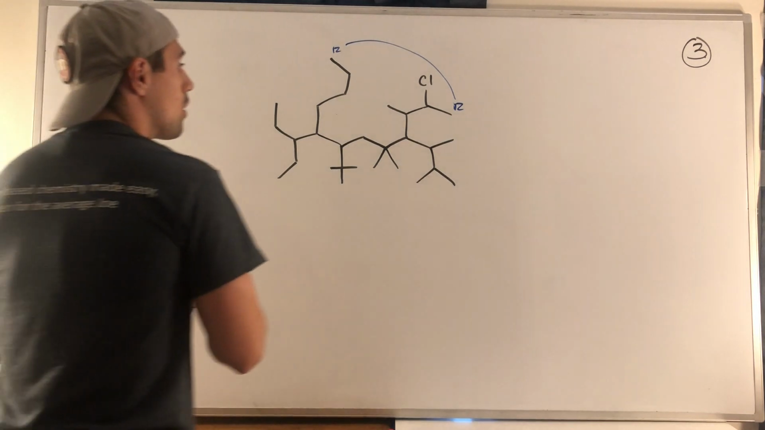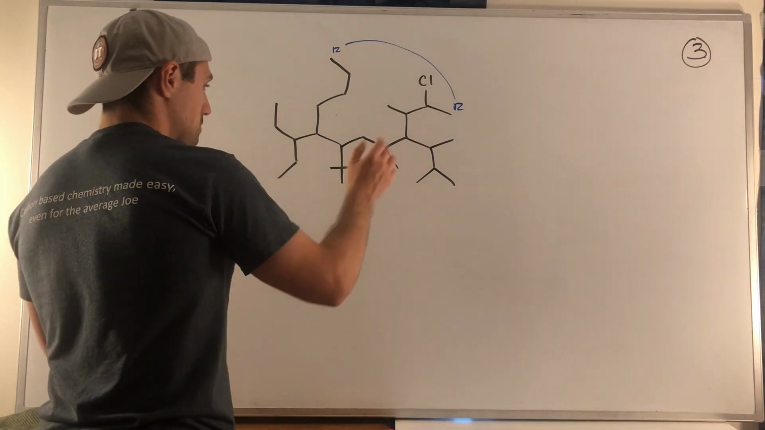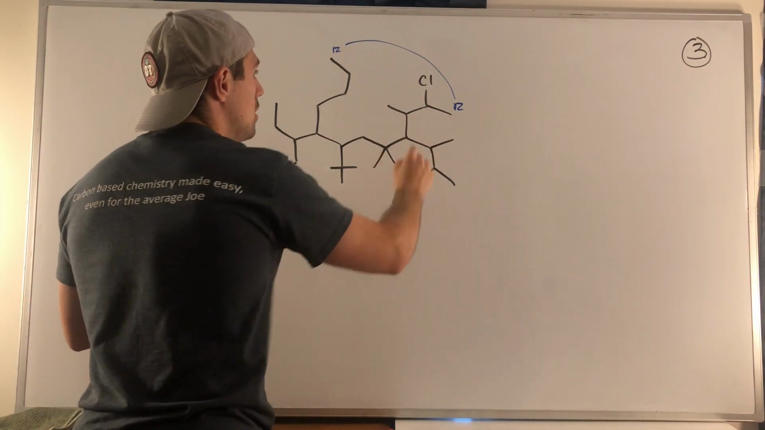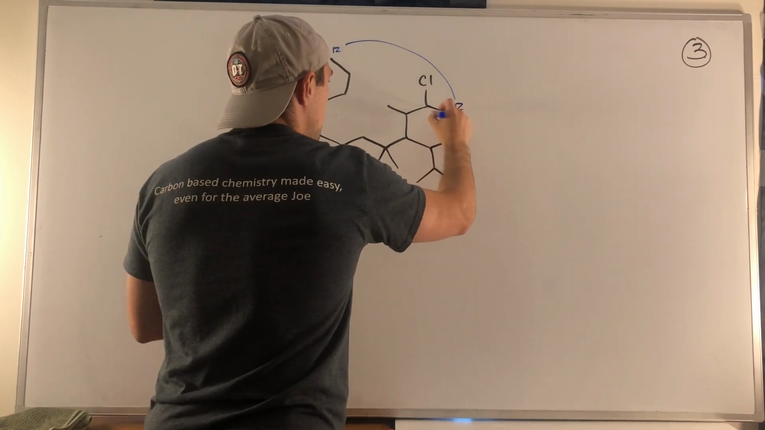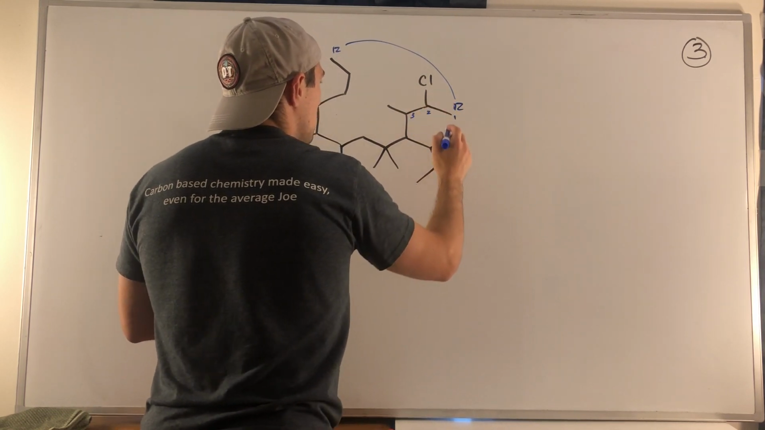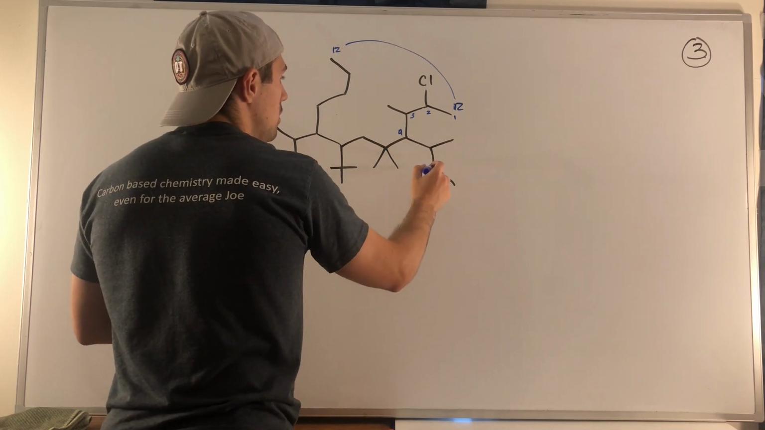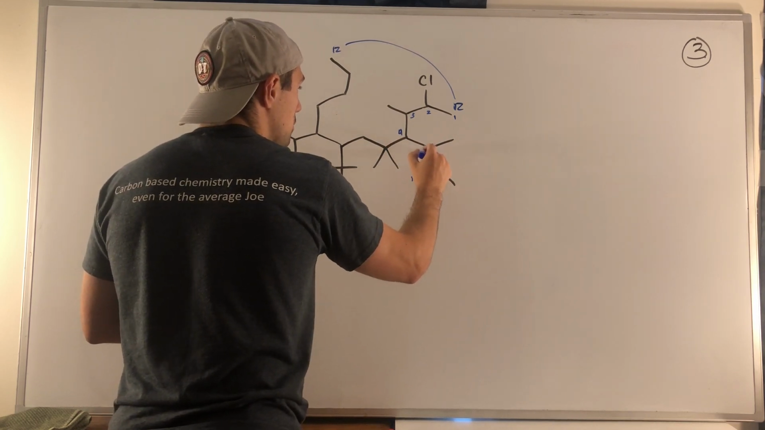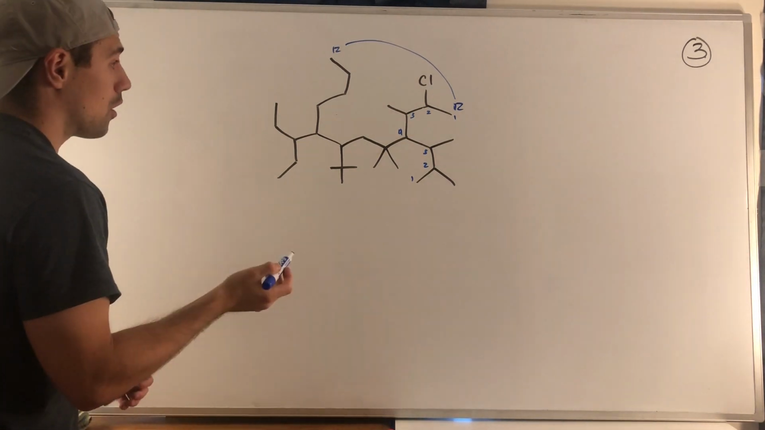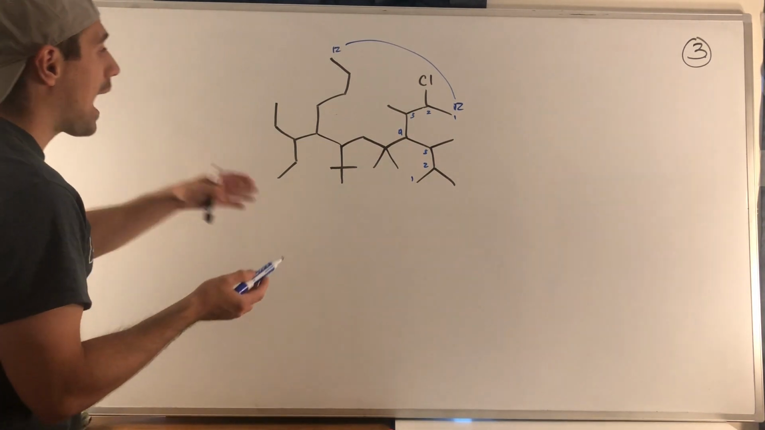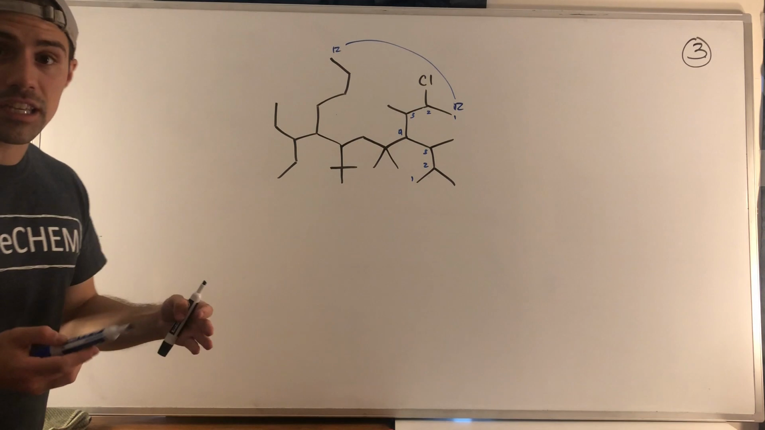Well, we need to see how our branching works out. So we see we have 1, 2, and 3. Branch at 2, branch at 3, and then 4, which is where we hit the middle. 1, 2, and 3. So, interestingly enough, we have the same type of branching here.